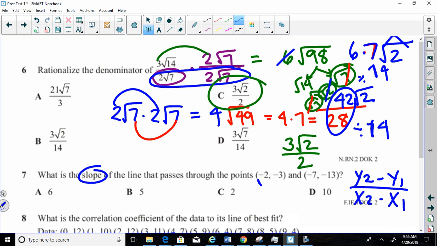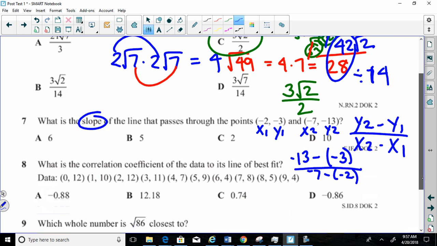So make sure you label it x1, y1. I see a lot of people do x1, x2. Remember, it's your y coordinate. x2, y2, and I plug it in. I also see people forget about the negative right here. And then -7 minus -2. What does 2 negatives turn into? Plus sign, right? So what's -13 plus 3? -10. -7 plus 2? And so what do I get?